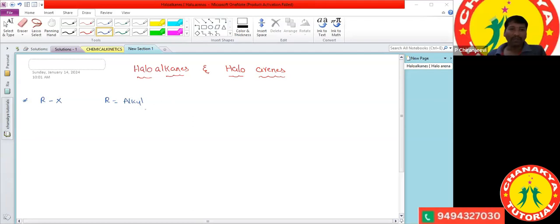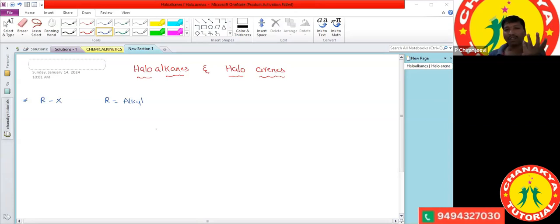Right. Here, what is meant by haloalkanes? Aliphatic saturated hydrocarbons are called alkanes. Another definition: the compounds containing carbon-carbon single bonds are also called alkanes. Generally we call them saturated. So what is meant by saturated? Kathy, what is meant by saturated?